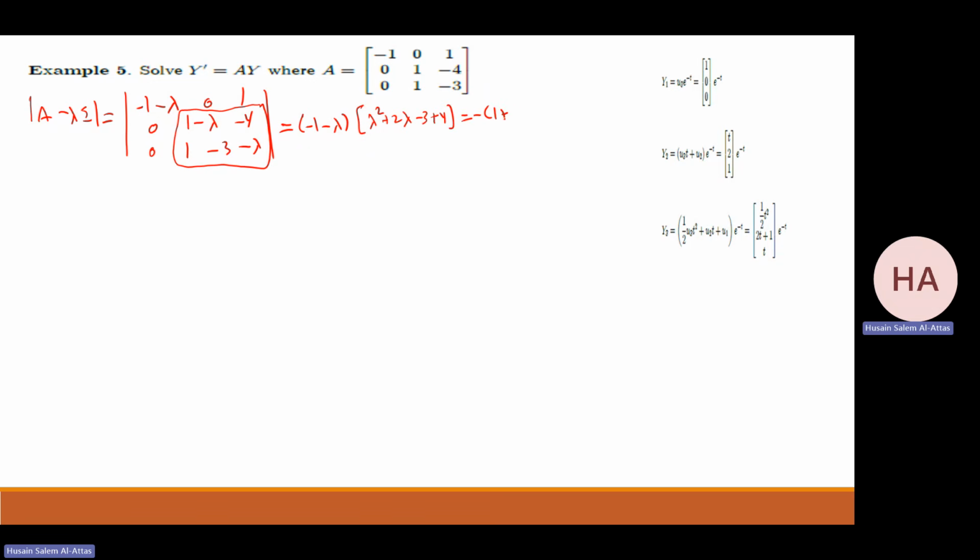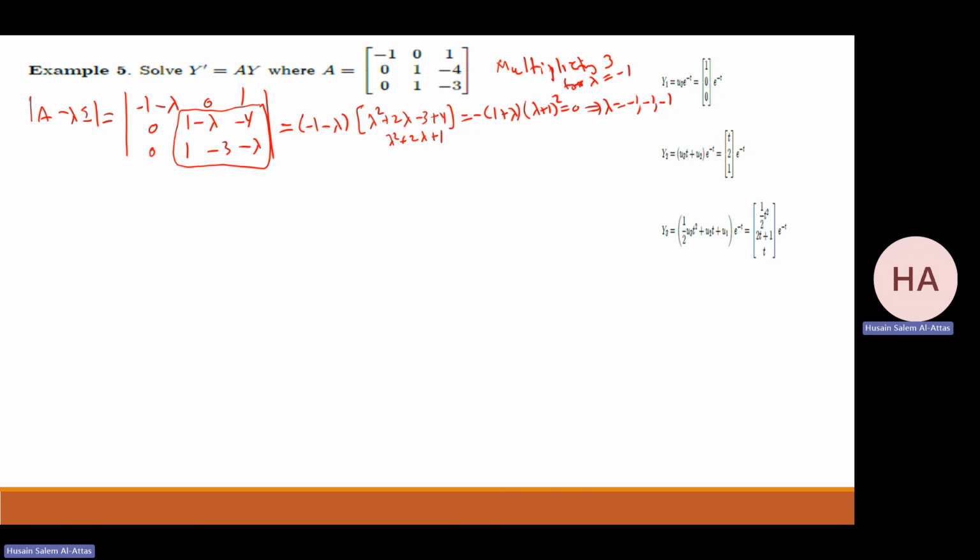So I have minus 1 plus lambda. I have here lambda squared plus 2 lambda plus 1, which is lambda plus 1 all squared. So I have lambda minus 1, minus 1, minus 1. So I have multiplicity 3, multiplicity 3 for lambda equal minus 1.